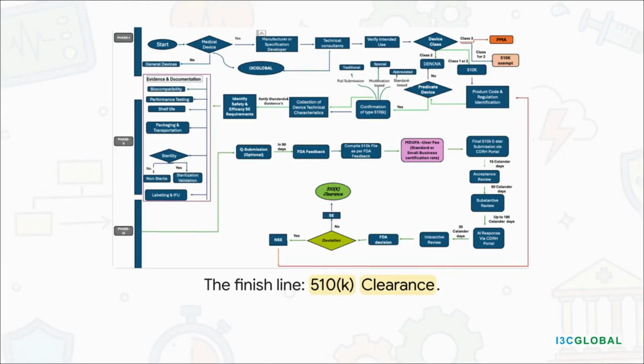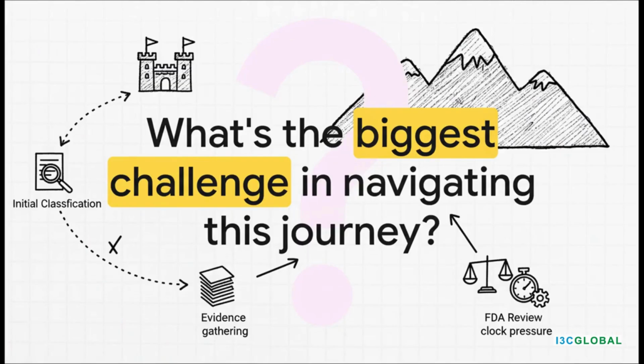And there it is, right there on our map, the finish line, that beautiful green box that says 510(k) clearance. This is what it's all about. This is the goal that every single person working on that device was aiming for. It's the official green light to go to market. So there you have it. We've walked the entire path, from just an idea all the way to getting that green light.